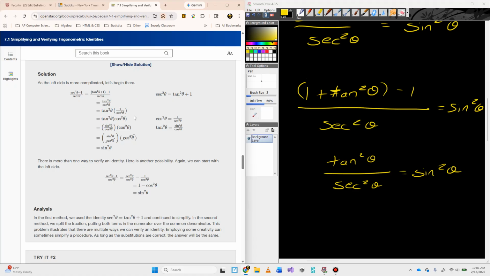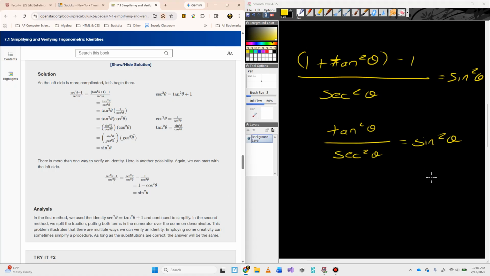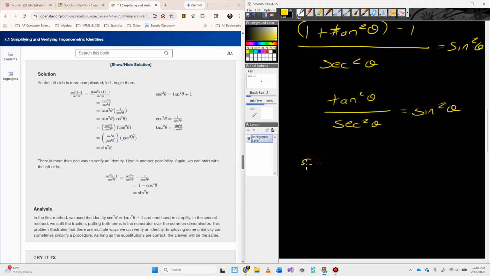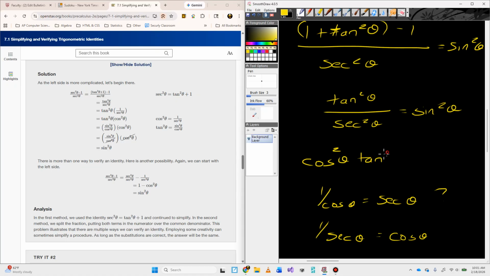Well, what is 1 over cosine theta? That's secant. Isn't secant the reciprocal of cosine? If I take cosine and take its reciprocal, isn't this equal to secant? And if I take the reciprocal of secant, isn't that equal to cosine? Of course it's true. So if I take the reciprocal of 1 over secant squared theta, I would get cosine squared theta times tan squared theta equals sine squared theta. And that's exactly what they wrote here.